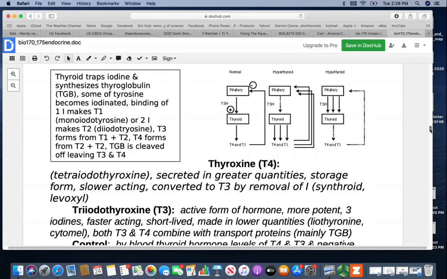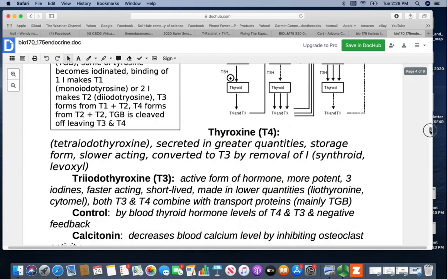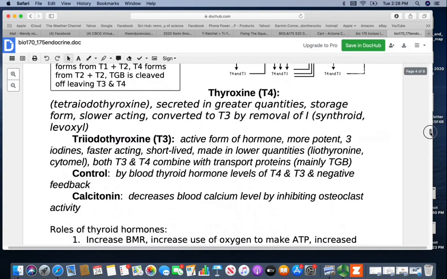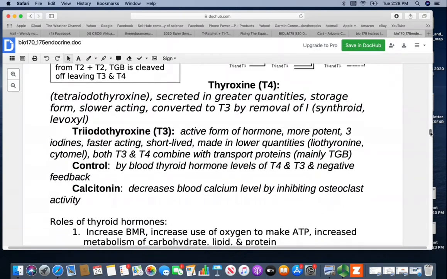It's slower acting, and it can be converted into T3 by removing iodine. So this is the one that's most commonly replaced. Synthroid or Levoxyl are the medications they use for that. T3, or triiodothyroxine, is the active form of the hormone. It's more potent. It only has 3 iodines. It's faster acting and short-lived and made in lower quantities. So liothyronine or Cytomel are ways that this can be replaced.